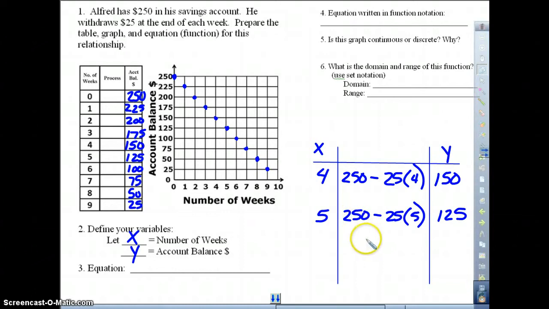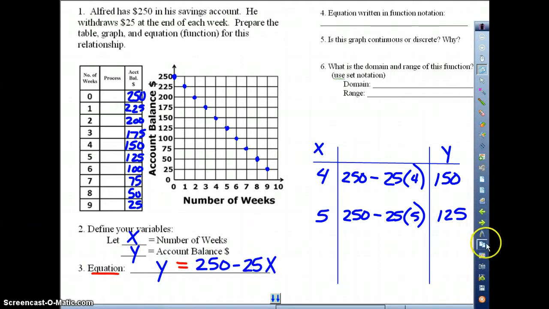Does this help you write your equation? Yeah. An equation always has a what sign in it? Equal sign. So y equals what? Yeah. Did you get that for your equation? Yes. Okay. And that pops right out of your process. Everything that stays the same, those things that change, yeah.